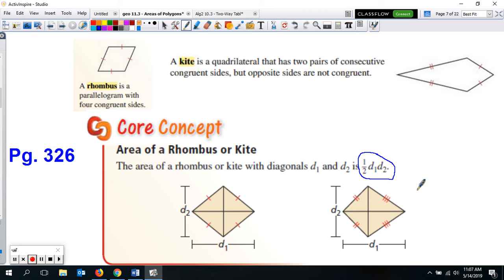Those are your 2 diagonals, and so you need to know what those are, and you're going to multiply those together and then divide by 2, or 1/2 times those 2 times each other. So it's 3 things you're multiplying. You can think of this as 1/2 or 0.5 times each diagonal, and that would give you your area for the kite or the rhombus.